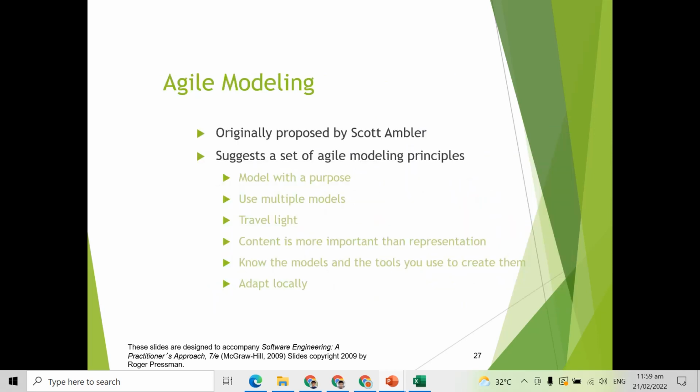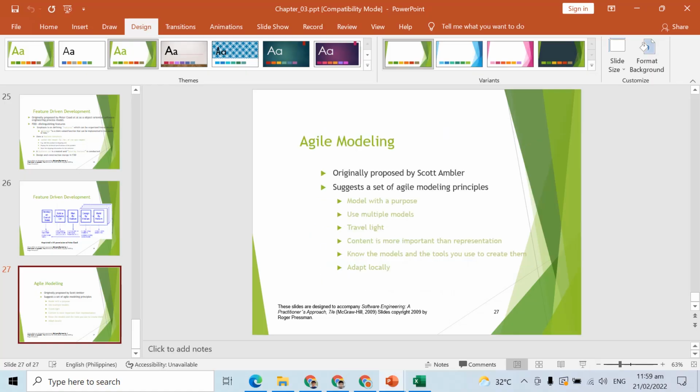So let's go on to agile modeling, our last slide. Originally proposed by Scott Ambler, it suggests a set of agile modeling principles: model with a purpose, use multiple models, travel light, and content is more important than representation. Know the models and the tools you use to create them, and adapt locally. So that will end my slide, and then we will continue to the next topic.